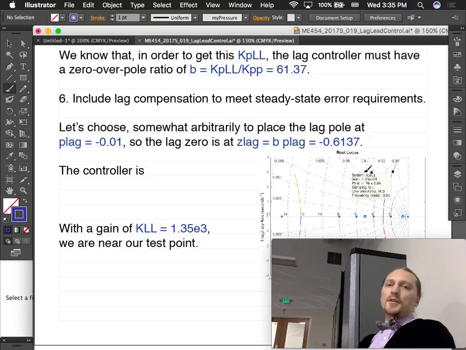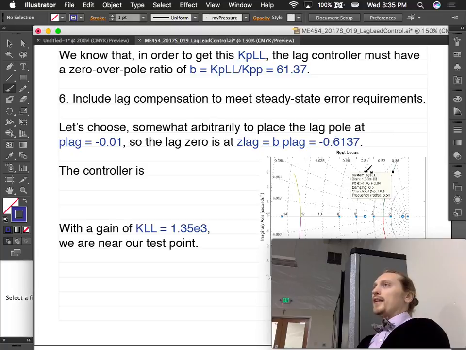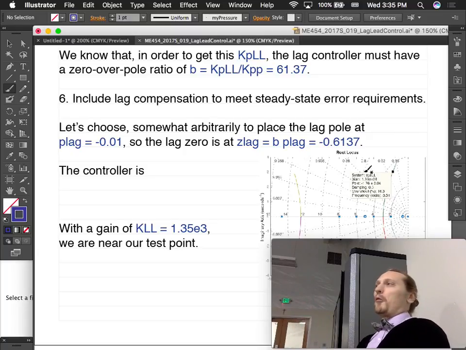So let's, somewhat arbitrarily, place the lag pole at negative 0.01. Very conservatively here, we're going to try to improve the steady state error, we know, but affect the transient as little as possible. But it affects the transient in another way. The steady state part of the response, the lag or integrator part, comes on slower if we put this closer and closer to the real axis. We're going to come up with a design that, in my opinion, we should be a little bit less conservative on, and we'll do that.